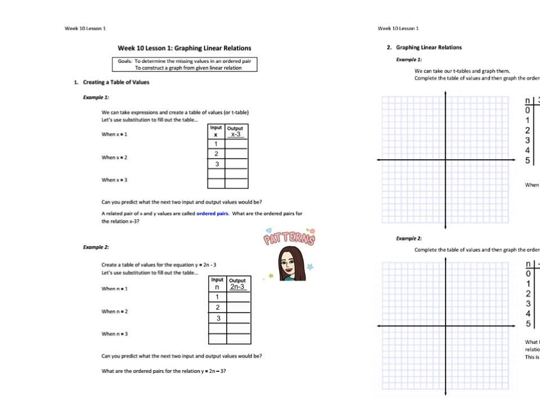Alright, so let's start by creating the table of values. So example number 1, we can take expressions and create a table of values, or a t-table, and we're going to use substitution to fill out the table. So the expression that we're given for example 1 is x minus 3. So when our input value is x is equal to 1, in our output, all we do is substitute in 1 for x.